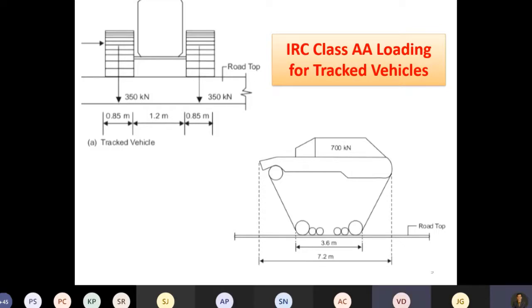The base length of the vehicle, that is, the length of the vehicle which touches the ground, is 3.6 meters, and the total length of the vehicle is 7.2 meters. So these are the standard dimensions. We have to consider these dimensions and this load for further calculations. 0.85 is the width of each track. The distance between the two tracks is 1.2 meter. The total load of the vehicle is 700 kN. And the base length of the vehicle is 3.6 meter. So these values we have to consider in further calculations.